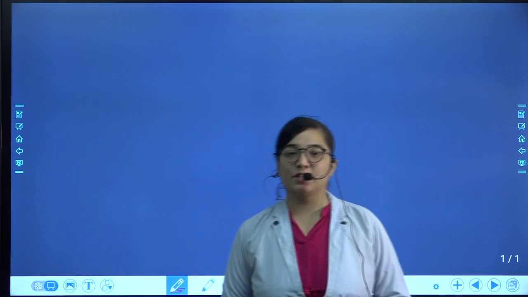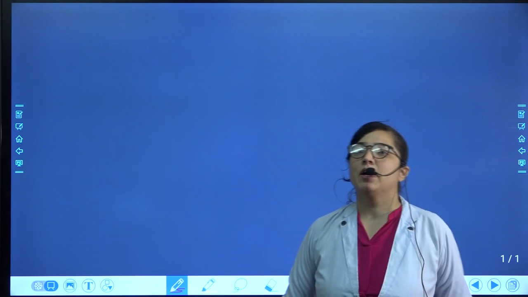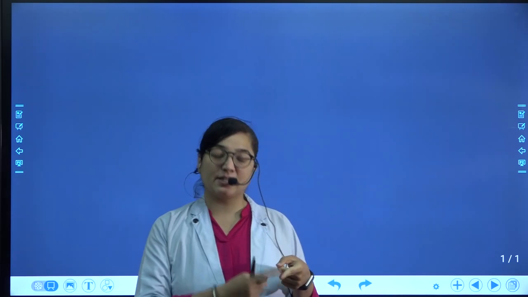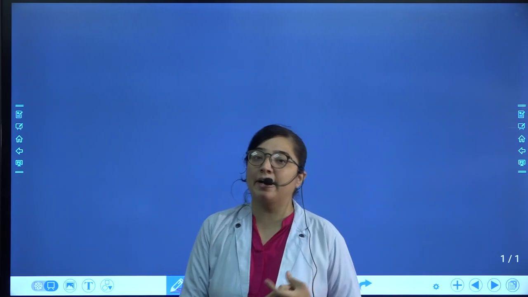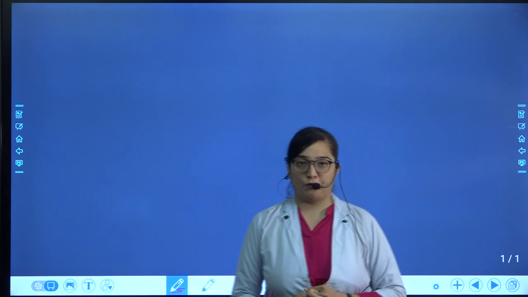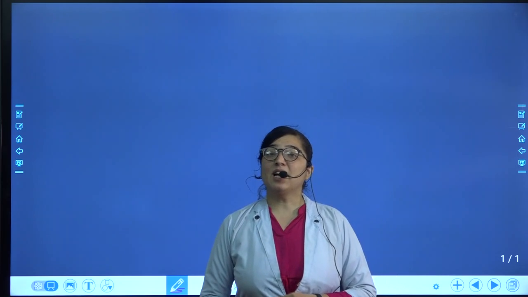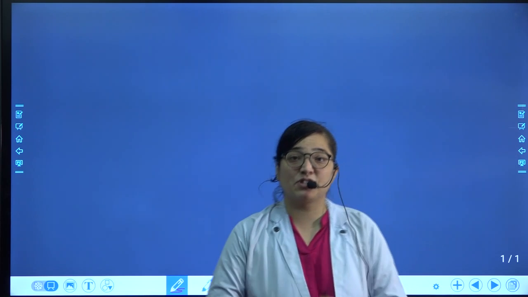In today's session, try to recall what we did in our previous session. We learned about the three basic things which are necessary for combustion to carry out. Which are those three basic things? They are the combustible substance, the ignition temperature, and the supply of fuel. So, these three things are very much essential for combustion to carry out.